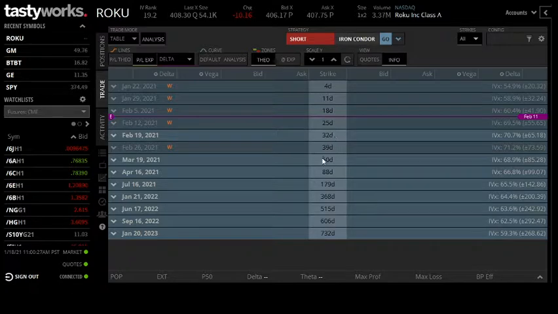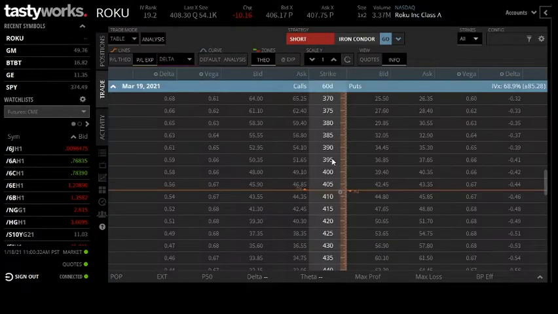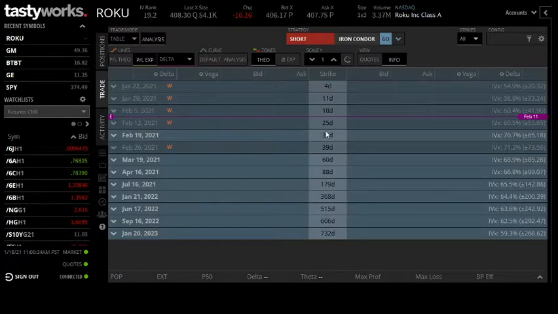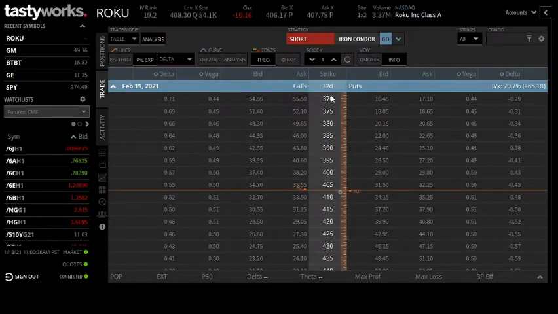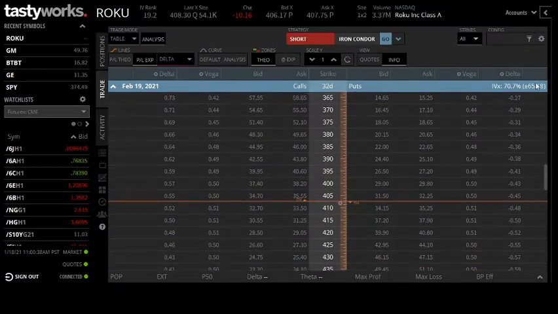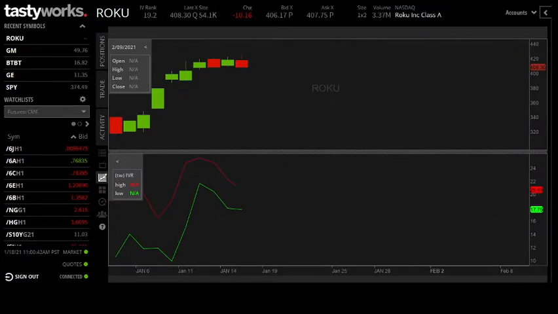So Roku, 60 days out, 30 to 60. I prefer a further expiration. Shorter expirations give you quicker profits. Roku's IV is at 70. Its IV rank is at 19. A little low on the IV rank.